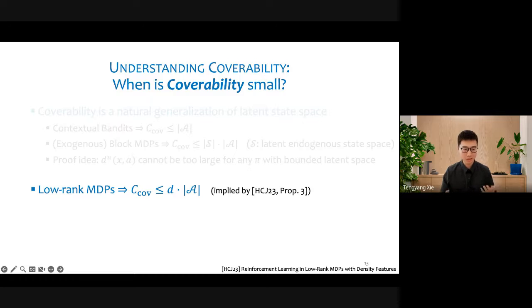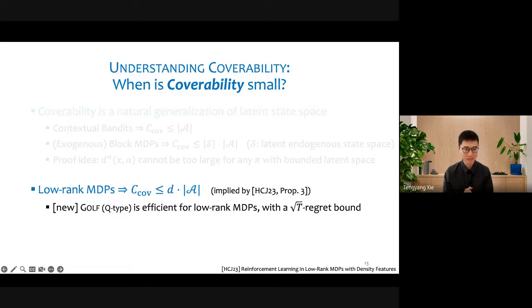On the other hand, although C cover looks orthogonal to the low rank style assumption, actually Amortila, Lin, and Nan, I think that work was presented in the same seminar last month, have shown that C cover can be bounded by the dimension of low rank MDP times A. And actually, this result implies some interesting things, that the Q-type GOLF actually is efficient for low rank MDP with a root T regret bound.